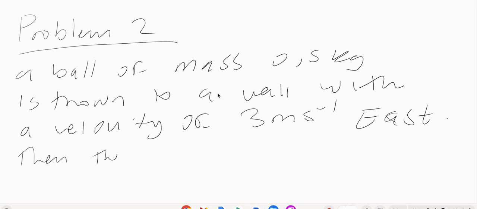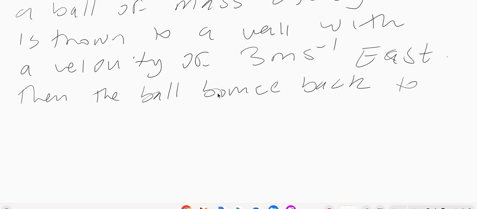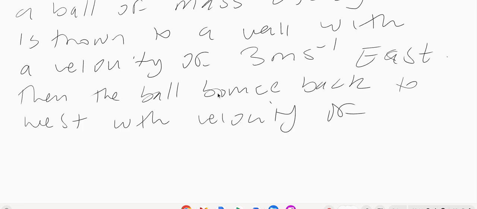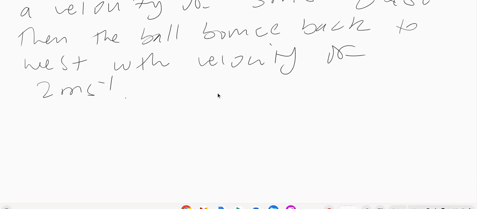Then the ball bounces back to the west with a velocity of 2 meters per second, right? Yeah, so we have that situation, and then they say calculate the change in momentum, right?